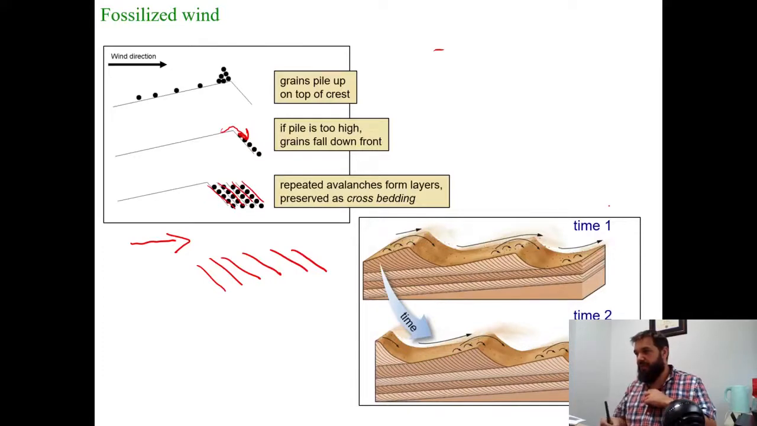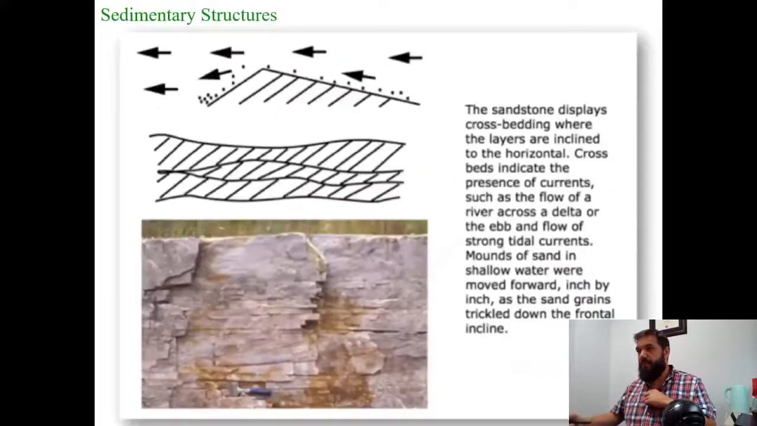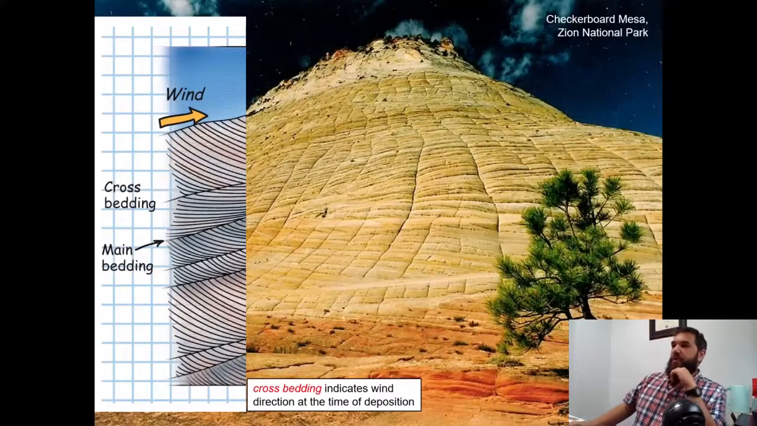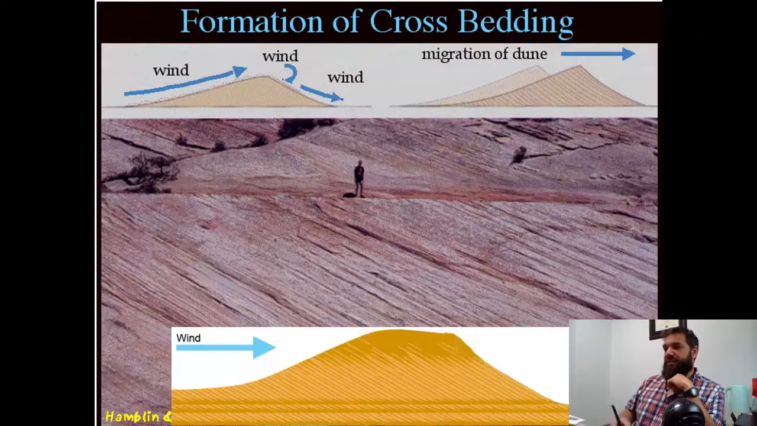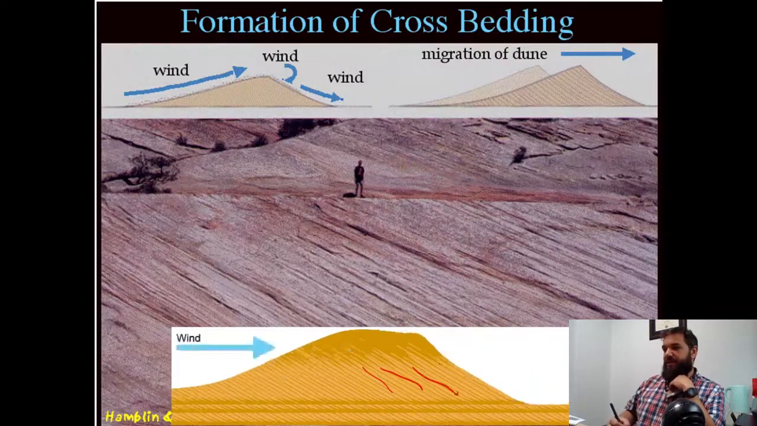You can see that here in this one. See how these layers here are tilting towards the wind direction. Here are just more pictures of cross bedding. This little GIF is trying to show you how cross beds form. You can see that the cross bedding direction, again, is tilting towards the wind direction.